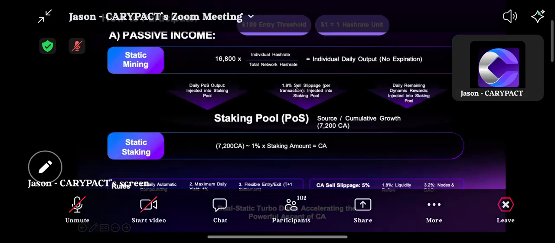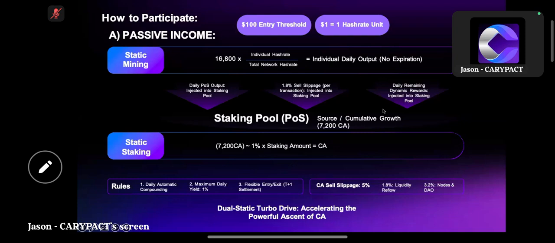So let's come back to the important part. As I mentioned, the passive income, which is your first income, is how you're going to make your returns. The individual hash rate, for example, 10,000 divided by the total network hash rate from the company, around 39 million right now, times 16,800, you'll be getting around 4.3 CA token per day. Then times the current price of CA, around $28, which is trading in our DEX, you will get somewhere around $120.